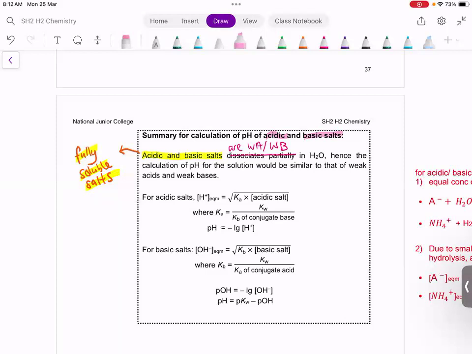Because it's very confusing. Salt undergoes full dissociation, but they are weak acid and weak base. Therefore, they will dissociate to give H plus and OH minus partially. In this context, this looks very confusing. Can you help me change that?